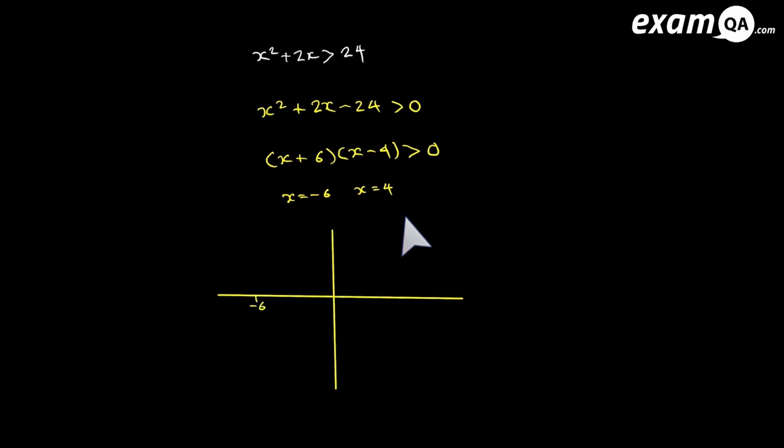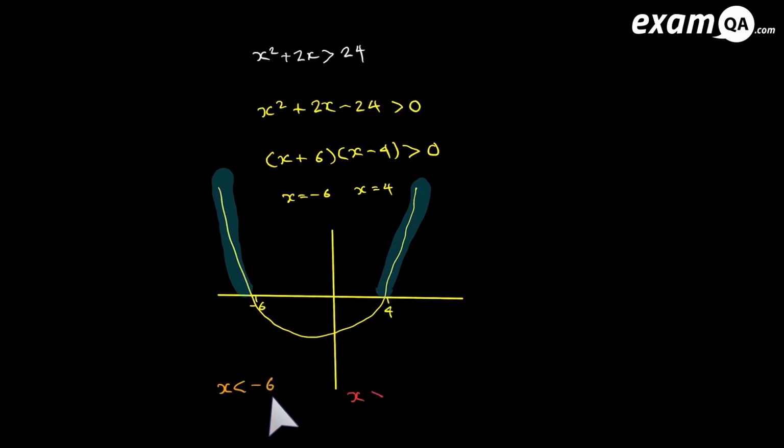Next step, as before, we're going to sketch our graph. So it crosses at minus 6 and 4. Now we go back to the inequality and see what it says. And it says more than 0. So we need to check which part of our graph is more than 0. And it will be these parts. It's going to be the tails. It's going to be when x is more than 4 and x is less than minus 6. So again, in these cases, you put them as two separate inequalities. And there we have it.